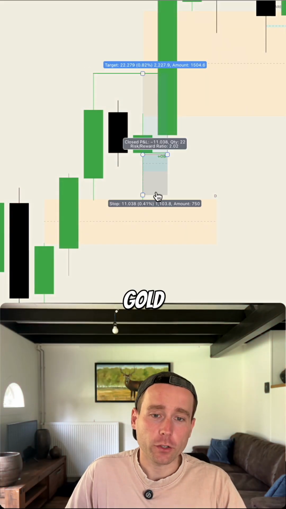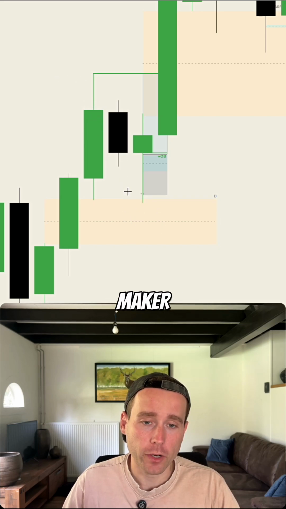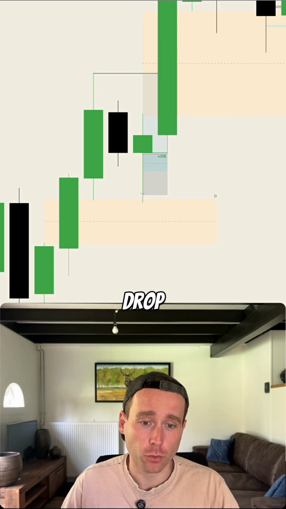And if you look at, for example, gold here on the daily time frame, you see we can mark out from the daily level, daily internal range liquidity. We can find a market maker buy model from this daily level on the 1 hour time frame. Let's drop to the 1 hour now.